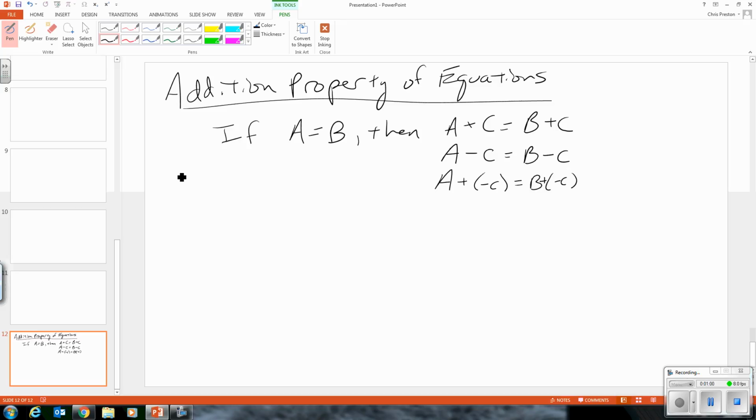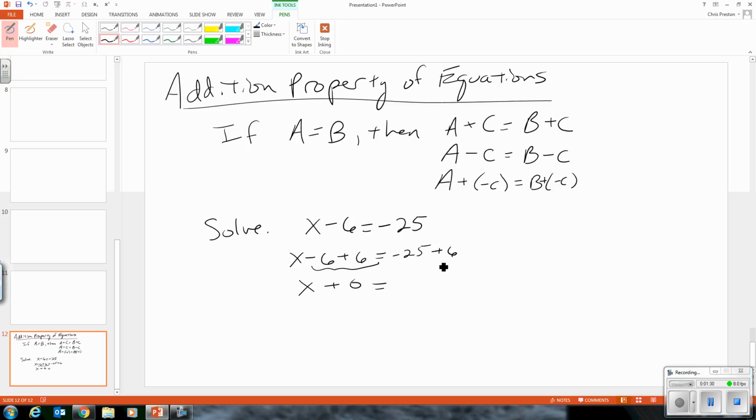All right, so let's say I wanted to solve x minus 6 equals negative 25. According to this property, I could add something to both sides. So I'm going to add positive 6 to both sides. The reason I'm adding positive 6 is because negative 6 and positive 6 will make 0. This will become negative 19, and then x plus 0 is just x. And so that's what I want to get.